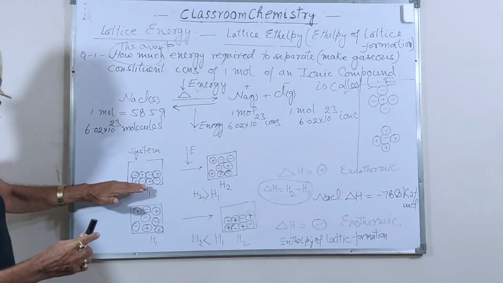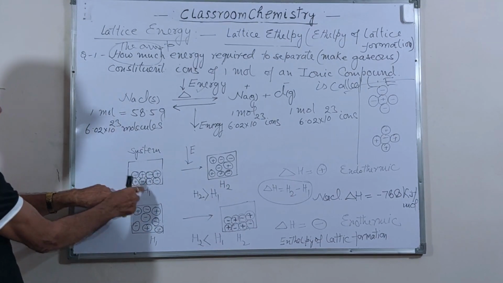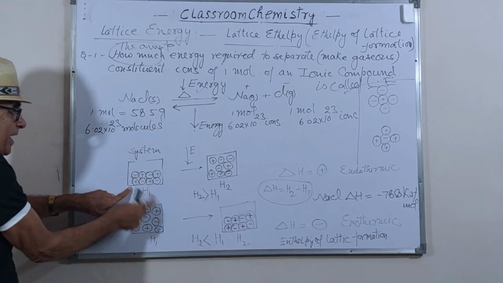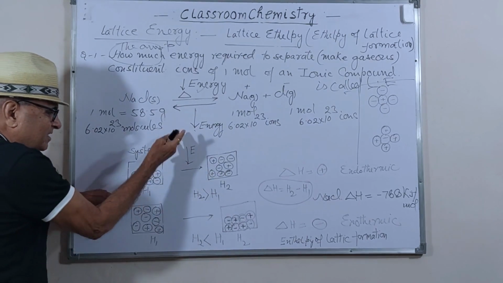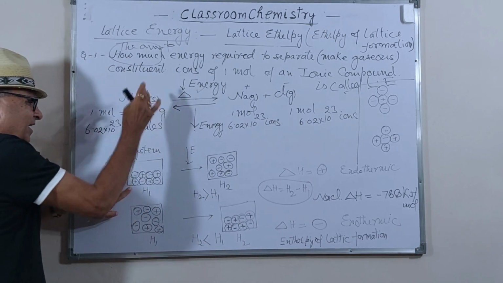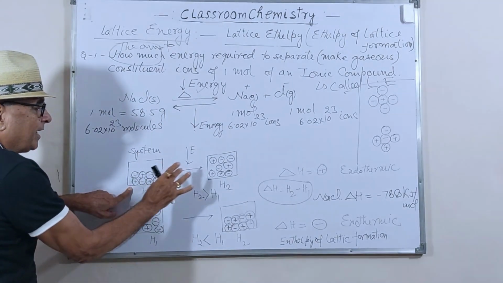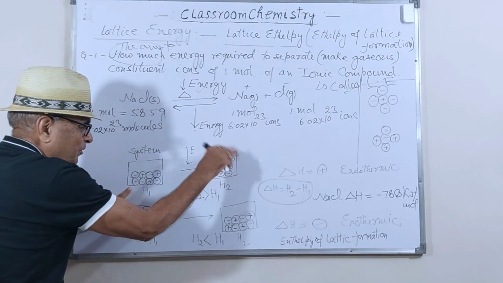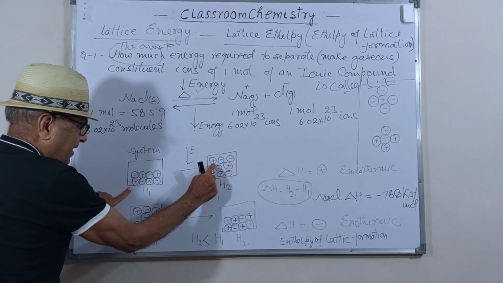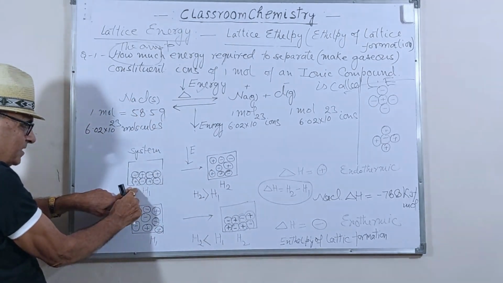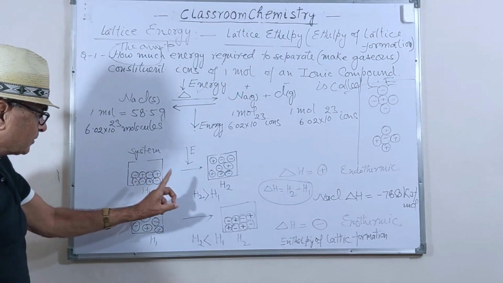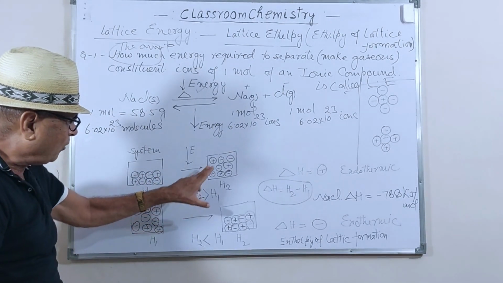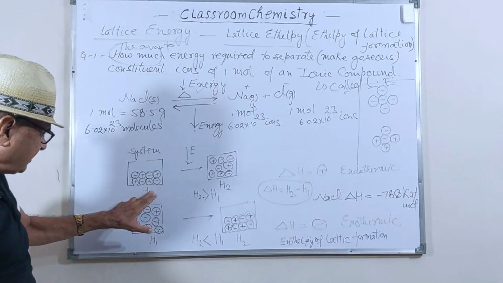Suppose this is the system. Here we have the crystals of sodium chloride, with the number of molecules being 6.02 × 10^23. When the system is heated, or energy is given to it, the energy will increase, and all the ions will be separated from each other. This is the gaseous state of the ions, and this is the solid state of NaCl. In this case there is an increase in the energy of the system, so H2 is greater than H1.